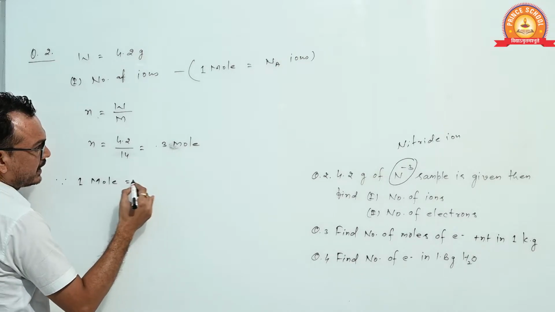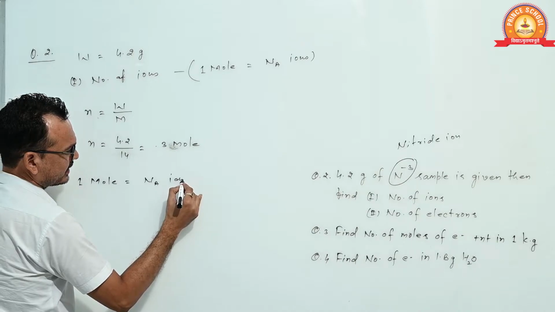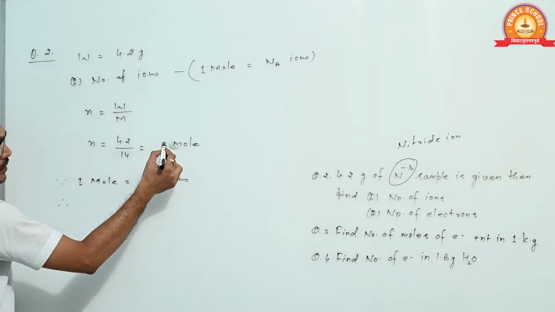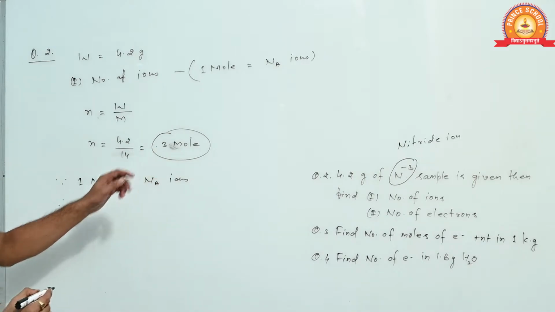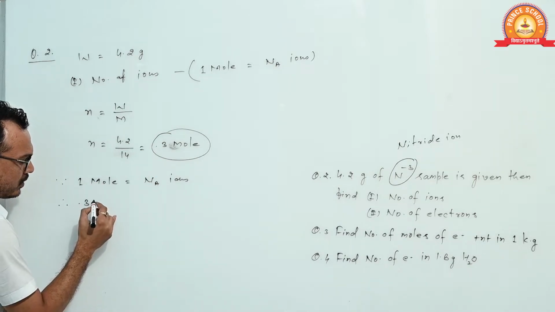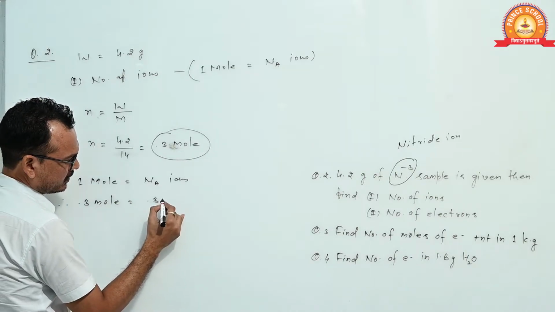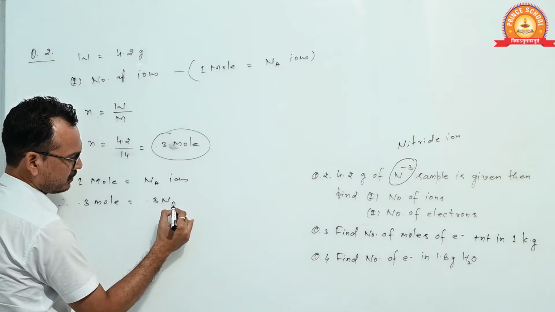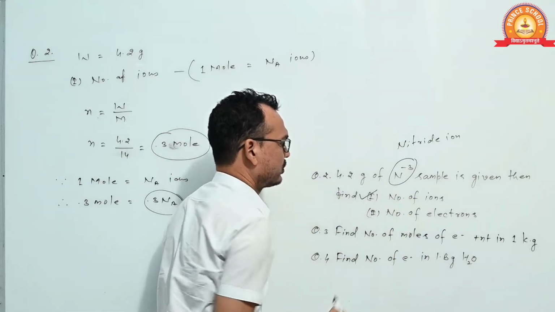And we know that 1 mole has Na ions. Clear? It means what you have as the number of moles in this question is 0.3 mole. 0.3 mole has 0.3 multiplied with Na, which is 0.3 Na ions. Clear? It is the solution of the first question.